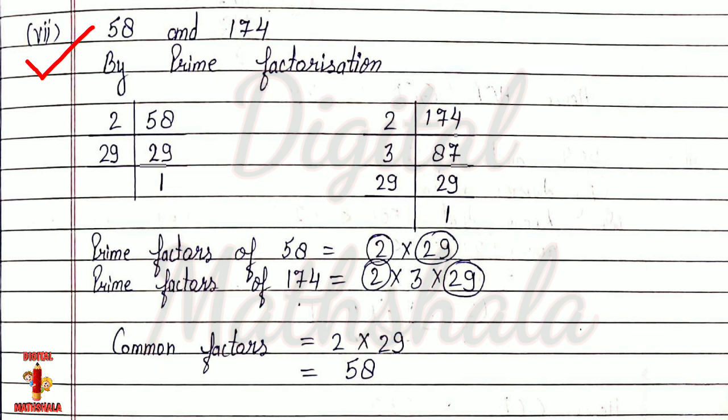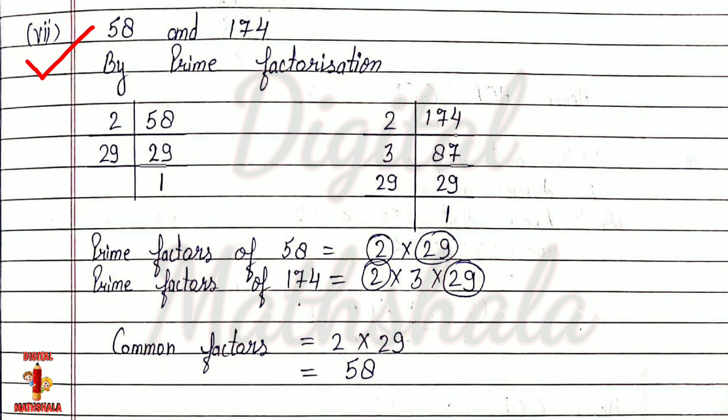Here as you can see that 58 and 174, two numbers are given. Both are even numbers. So first we will divide by the smallest prime factor, that is 2. So after dividing we are having 29. As you know that 29 is a prime number, so only 29 is divisible by 29.